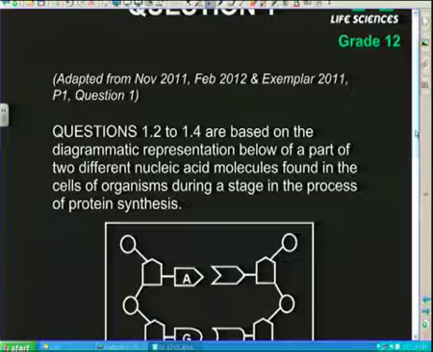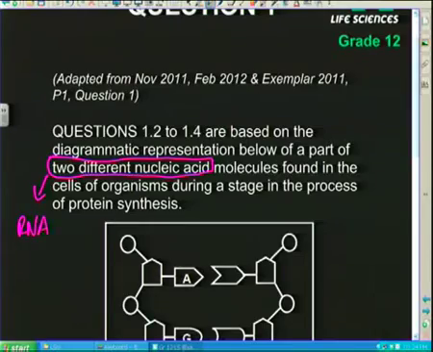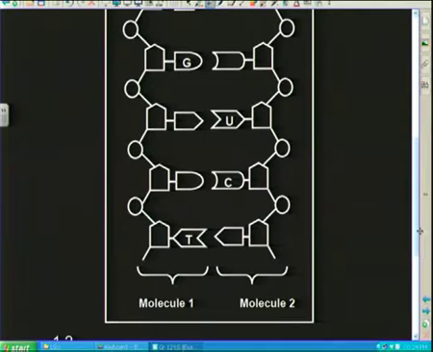Okay, the question here is based on the diagrammatic representation below of a part of two different nucleic acids. They are telling you that in this diagram there are two, so you should know already that one is going to be RNA and the other one is going to be DNA. They've already said to you two, found in the cells of organisms during a stage in the process of protein synthesis, and that's something we're going to look at later. Let's look at molecule 1 and molecule 2.